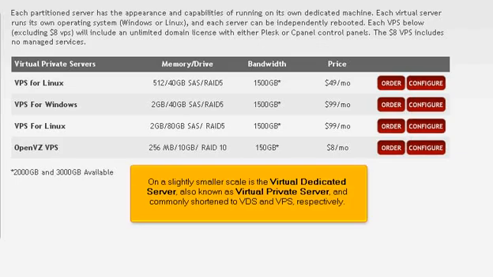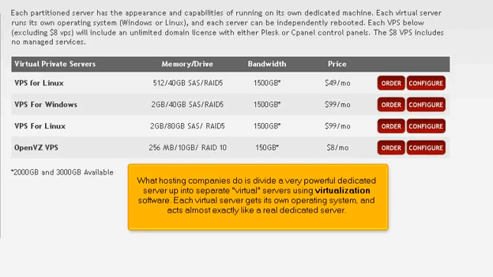On a slightly smaller scale is the virtual dedicated server, also known as virtual private server, and commonly shortened to VDS and VPS respectively. What hosting companies do is divide a very powerful dedicated server up into separate virtual servers using virtualization software. Each virtual server gets its own operating system and acts almost exactly like a real dedicated server.